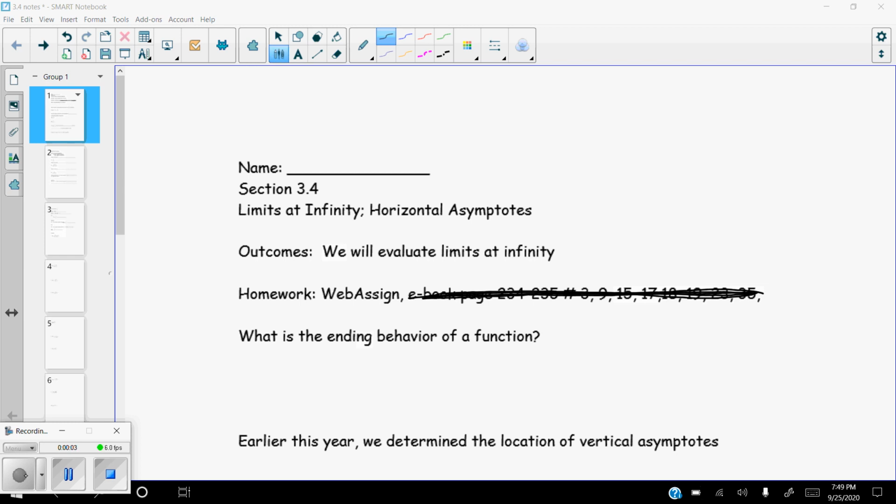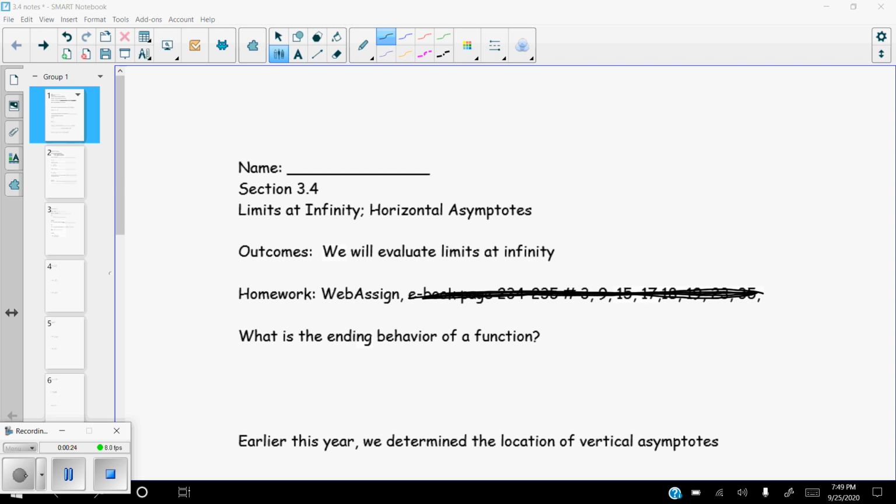All right, we are in section 3.4. Yes, this actually does go with our limits unit. And right here, we're talking about limits at infinity, or also known as horizontal asymptotes, which you have dealt with before. So we're basically going to figure out how do we evaluate limits at infinity and what does it really mean?